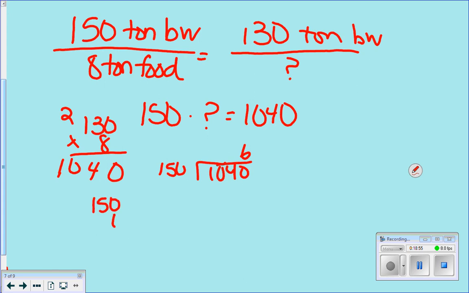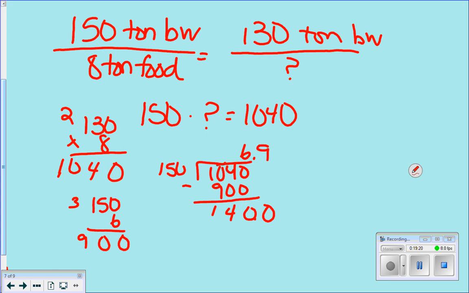150 times 6 is 0, 0, 3. I get 900. And if I would have added it again, it would have been 13, 10, 50. Yeah, so it would have been just over. So minus 900. And you should get 0, 4. 140? See decimal, and then I think it's like 6.9. You can stop there. That's fine. You don't have to go any farther. Most of the time today, or I guess I'll wait to say that. I'm not quite sure.